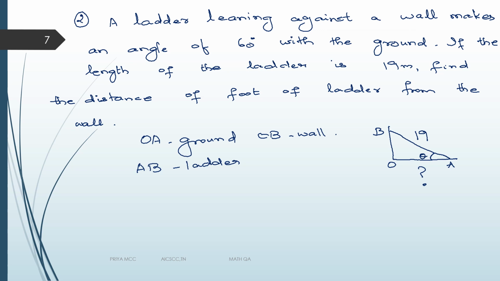Okay, so now just look at the problem. Look at the diagram. You have the right angle triangle in place. You have theta equal to 60 degrees. You have the hypotenuse. You want the adjacent side. Immediately, which ratio will you use? Adjacent side means cosine theta.